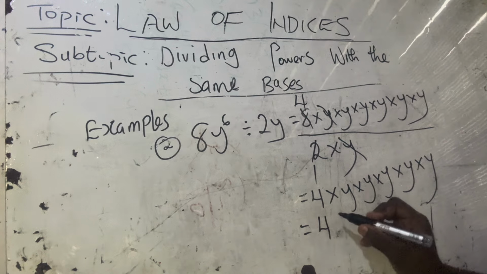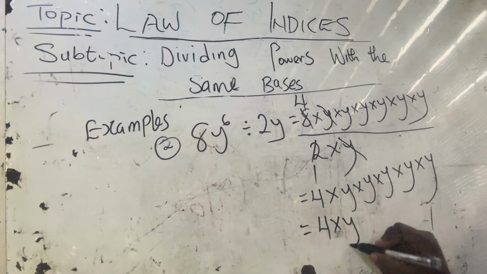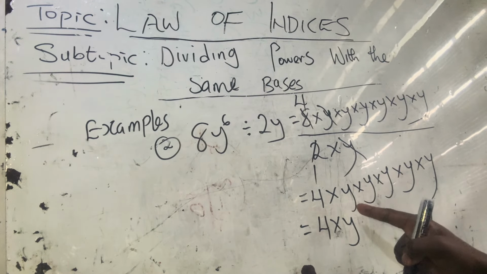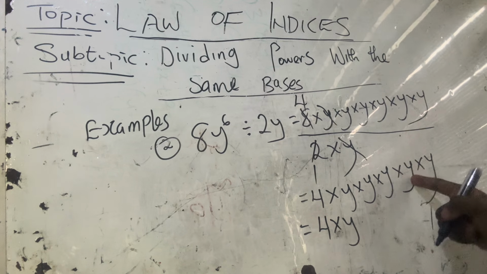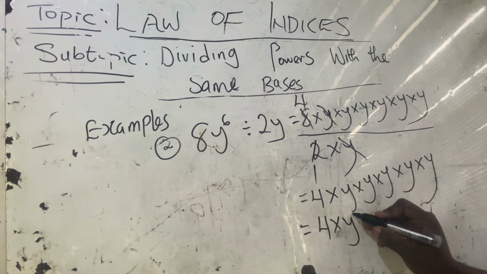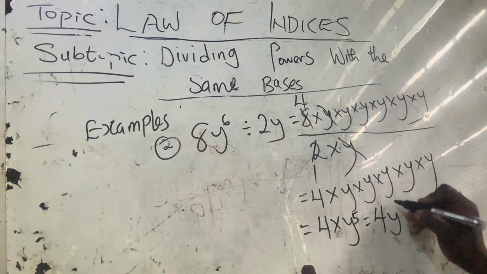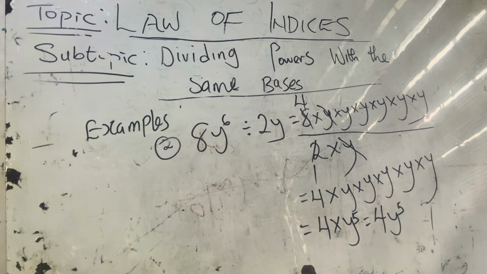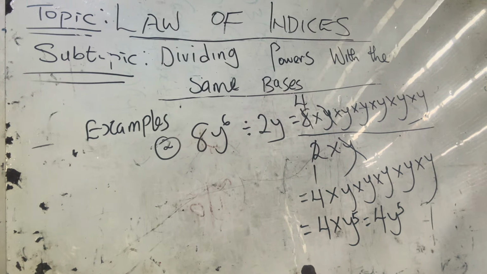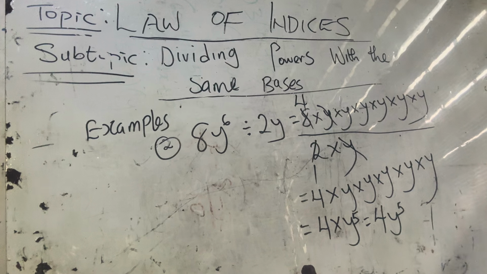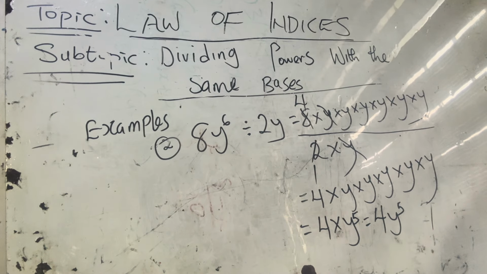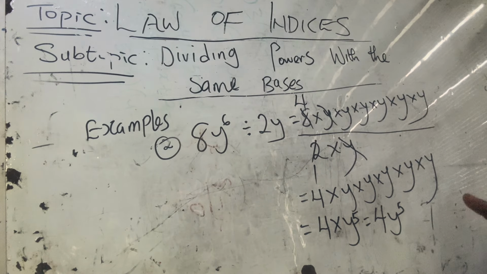4 times y raised to power how many? 1, 2, 3, 4, 5. Raised to power 5, which will give us 4y raised to power 5. Do you understand? Now let's look at the short method of solving this.